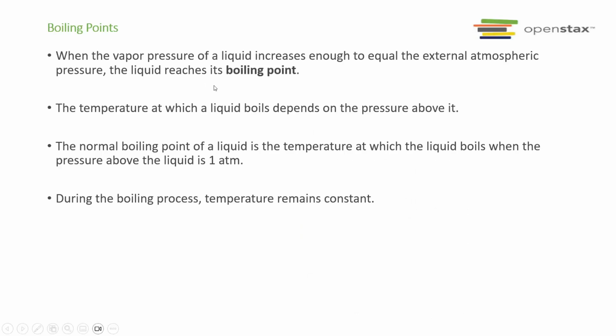Boiling points. When the vapor pressure of a liquid increases enough to equal the external atmospheric pressure, the liquid reaches its boiling point. The temperature at which a liquid boils depends on the pressure above it. The normal boiling point of a liquid is the temperature at which the liquid boils when the pressure above the liquid is 1 atm. During the boiling process, temperature remains constant. So if you put a thermometer in boiling water, throughout the whole time that water is boiling, it's going to stay at a constant temperature.